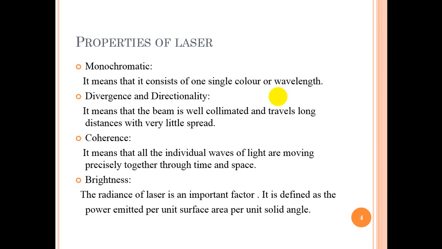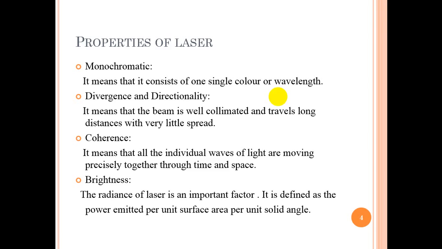The second property of laser is divergence and directionality. Laser beam is highly directional, which implies that laser light is of very small divergence. The directionality is described by light beam divergence angle. Divergence is more in ordinary light as compared to laser light. Due to this, the major application of laser light is used to measure the long distances such as distance between the moon and the earth.